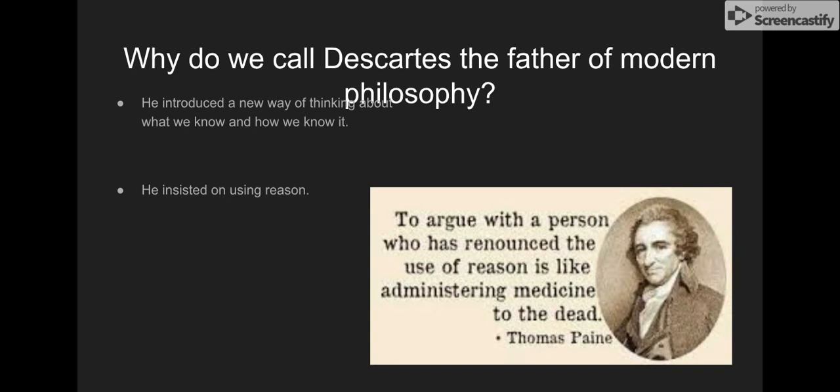To argue with a person who has renounced the use of reason is like administering medicine to the dead. So this is a quote by Thomas Paine, who is a founding influencer of the United States. And this goes back to kind of Descartes' philosophies of you can't argue with someone who's not using reason, because reason is how you learn things, and you challenge what you know, and you question what you know. If you don't question what you know, then how do you know it? Or how do you know it's right? And using reason is what Descartes really encouraged people to do.